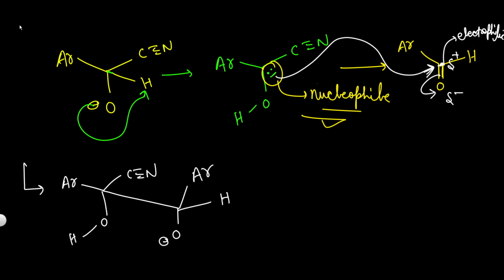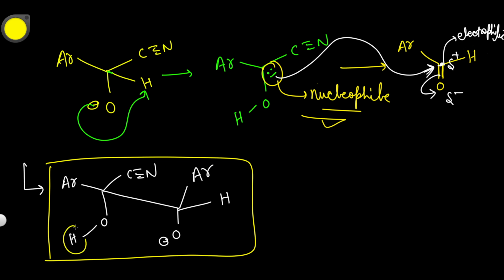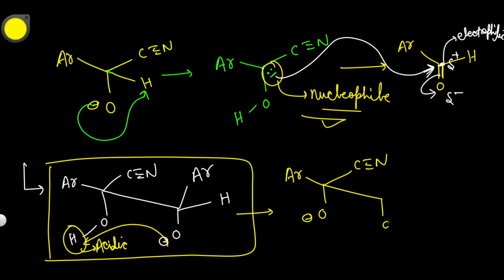So what happened next? Because here is an O minus, and in this compound an acidic proton is also present. This hydrogen is an acidic proton, and that's why this O minus will take this proton. And after taking the proton, it will form something like this: O minus, C triple bond N, and here you will get OH, and here you will get Ar, and here you will get hydrogen, right?